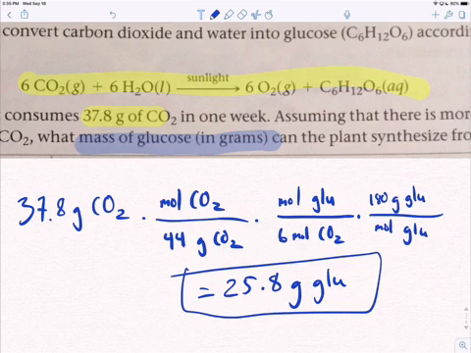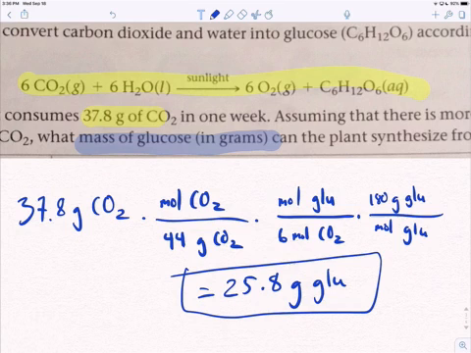Recap for this one. We're given a photosynthesis reaction. A plant consumes 37.8 grams of CO2. How much glucose is that going to make? Well, you start off with your given information, and the given information is the equation and the mass of CO2. And now we have to convert to moles. So we're going to eventually get to mass of glucose in grams. So let's convert to moles.